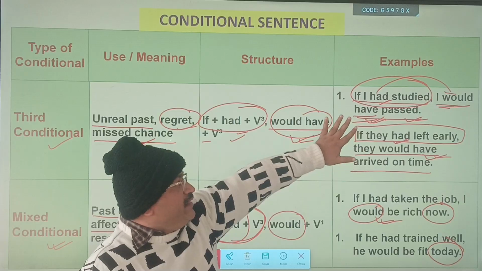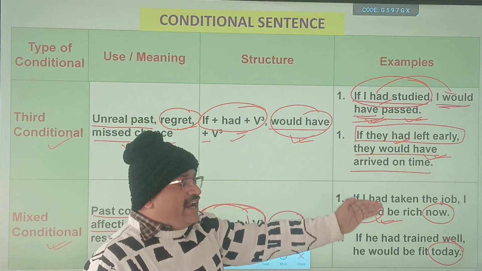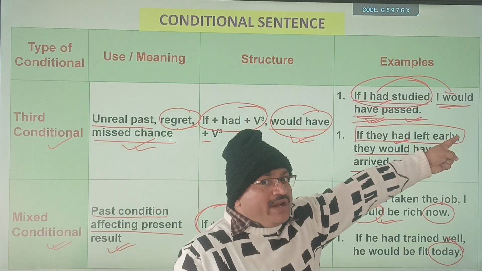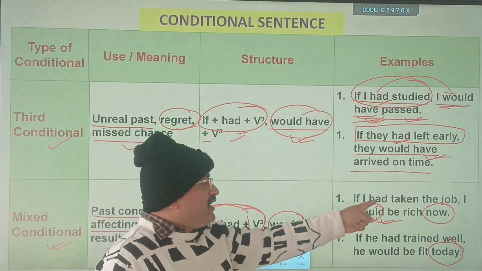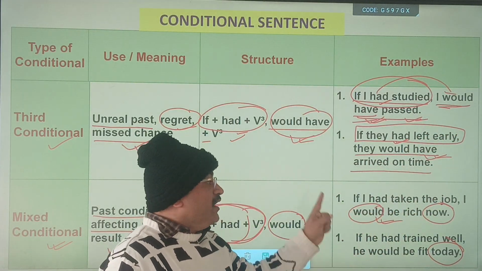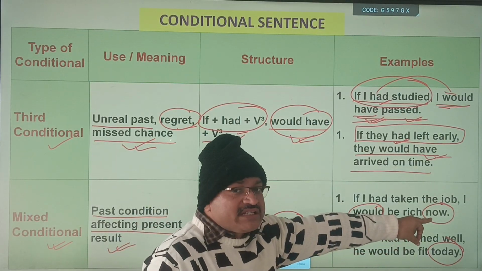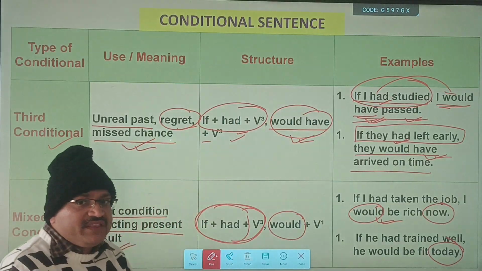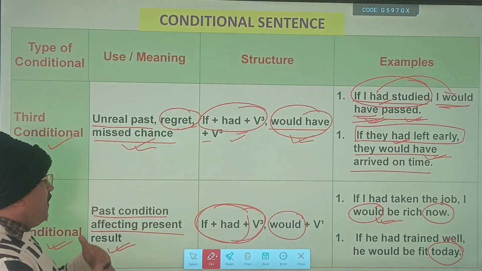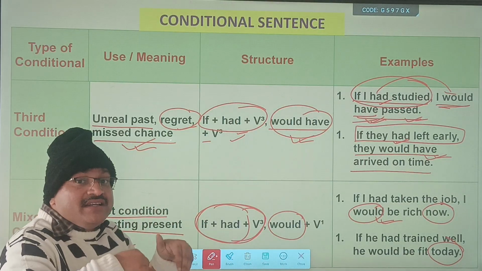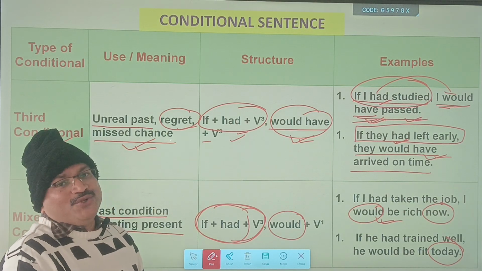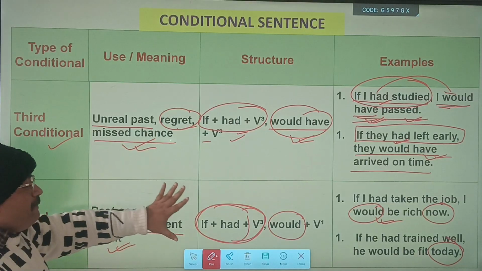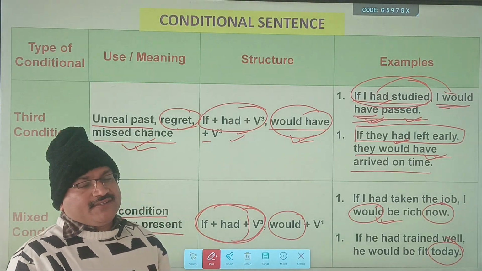Don't get confused between the two: third conditional and mixed conditional. In third conditional, had is followed by would have, but in mixed conditional, had is followed by would. When you have keywords like now or today, it means the effect of that condition is present now also, today also. So this is the difference between third conditional and mixed conditional sentence.